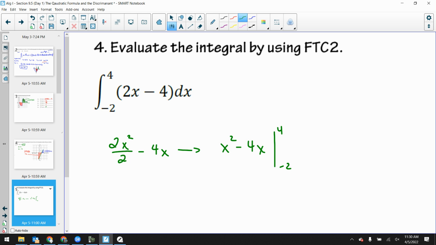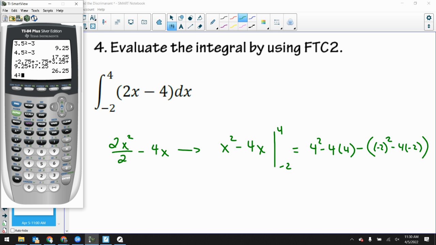Remember, for the antiderivative you jump the power up 1 and divide by that power. So I take that x to the first, make it an x squared, and divide by the 2. Now I take f of b minus f of a. F of b is 4 squared minus 4 times 4, and then minus the chunk of negative 2: negative 2 squared minus 4 times negative 2. Let's evaluate each piece on its own. 4 squared minus 4 squared is 0, that's weird, but okay.